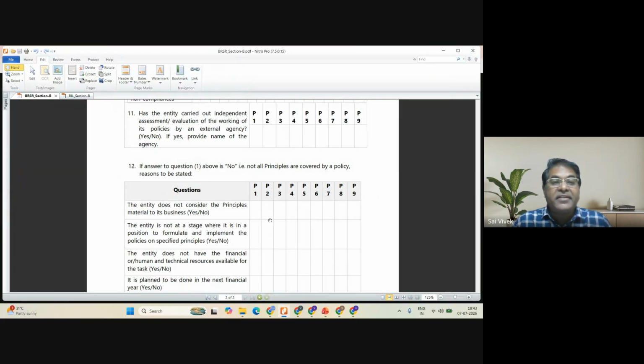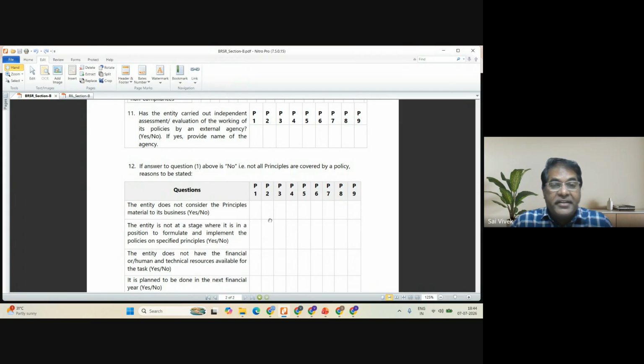Next one is, the entity is not at a stage where it is in a position to formulate and implement the policies on specified principles. These insufficiencies could be due to anything, say the company is not well off to do it, or it is not able to allocate funds immediately towards doing this. Maybe in course of time it can do it at a later point of time. So that reason has to be mentioned here.